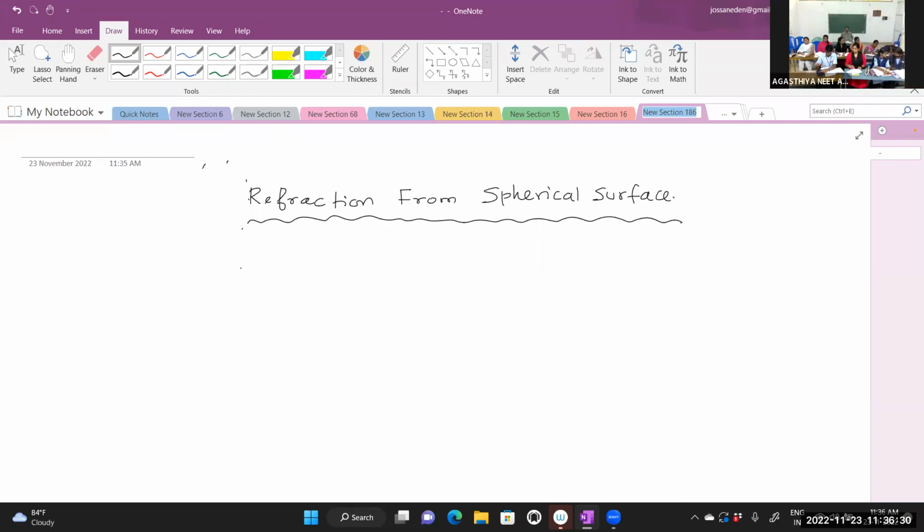The next topic here, refraction from the spherical surface. A portion of the refracting medium whose curved surface forms a part of a sphere is known as a spherical refracting surface, of which we are using two types. One is the convex refracting spherical surface, another is the concave refracting spherical surface. It has its own governing formula to find the position of the object, image, and the radius of curvature. Write down this.